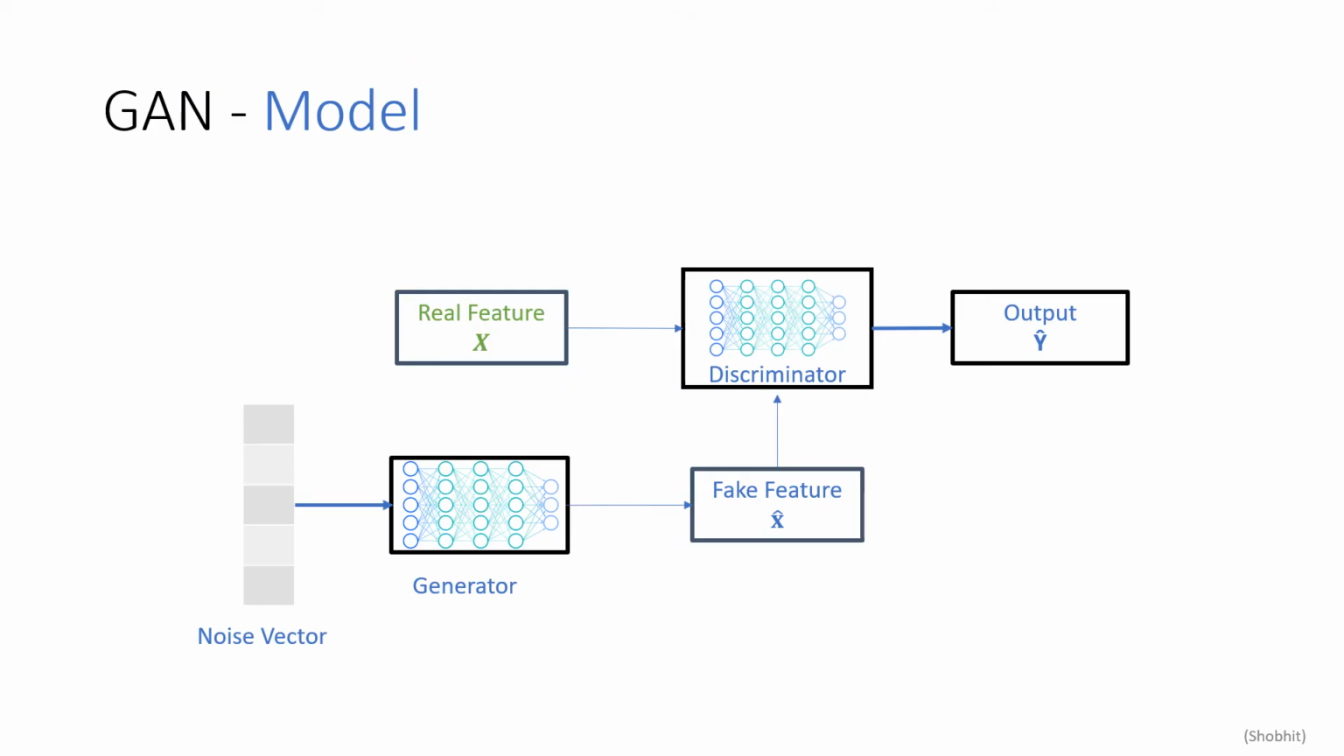This is the GAN model. We give noise to the generator. The generator generates the fake feature, and we give it to the discriminator. The discriminator takes input not only from the generator but also from the dataset, which provides the real features. At the end, it produces some output, and accordingly we train the discriminator and generator simultaneously.